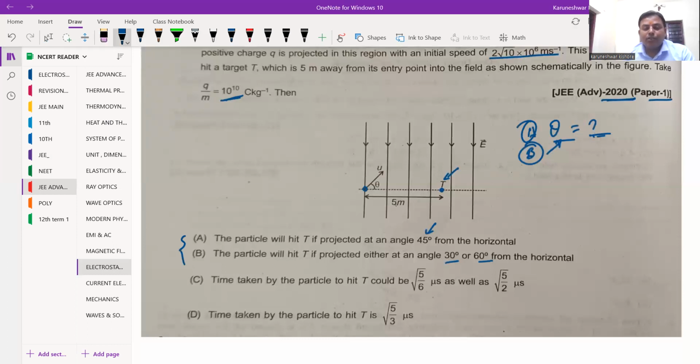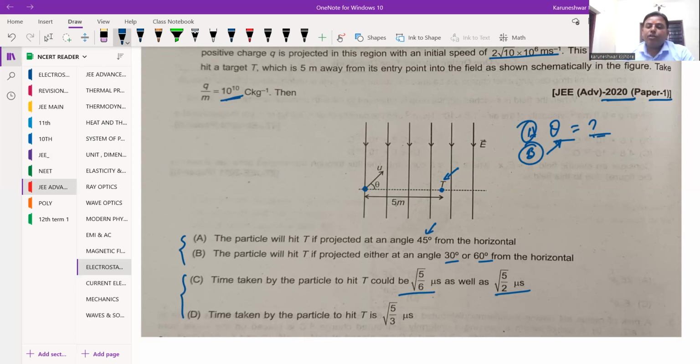Then the C and D options: the time taken by the particle to hit T, the target, could be 5 by root 6 microsecond, as well as root 5 by 6 microsecond and root 5 by 2 microsecond. Or the time taken by the particle to hit it is 5 by root 3 microsecond. Options C and D cannot be true simultaneously, because two different time periods are given. We know that when firing a projectile with the same speed, the range will be the same if it is fired at complementary angles.